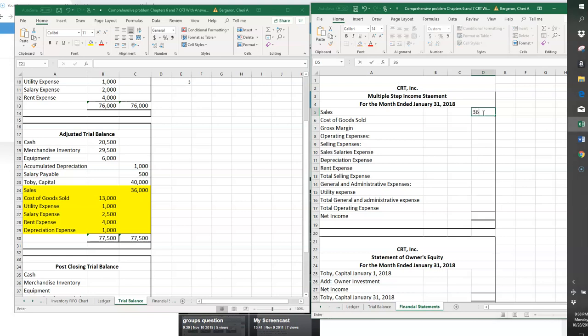So sales is already a total, so I'm going to put it over here, as is my cost of goods sold, because I don't have to calculate it. I already know what it is. Gross margin is sales minus cost of goods sold. So gross margin is $23,000. Next, I'm going to be looking for my operating expenses, and that's made up of my selling expenses and my general and administrative. So these do need to be subtotaled. So my sales salaries expense is $2,500. My depreciation expense is $1,000. My rent expense is $4,000. So my total selling expense are these three items together.